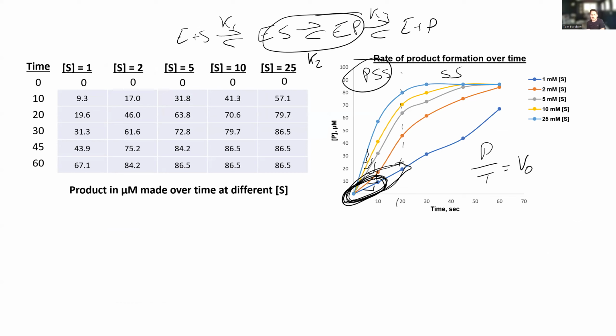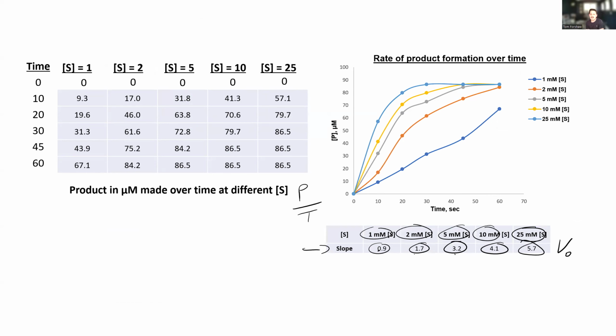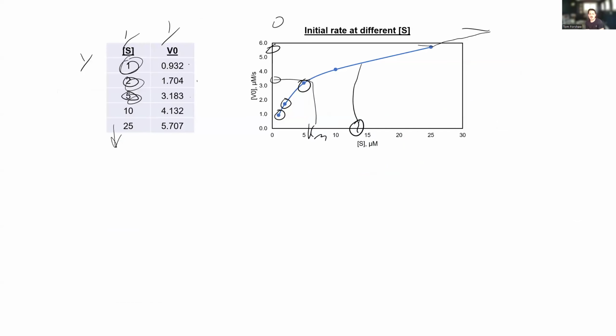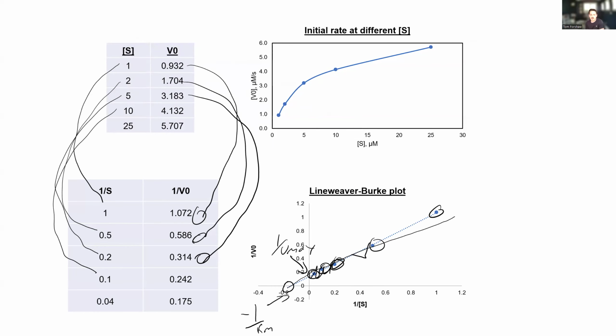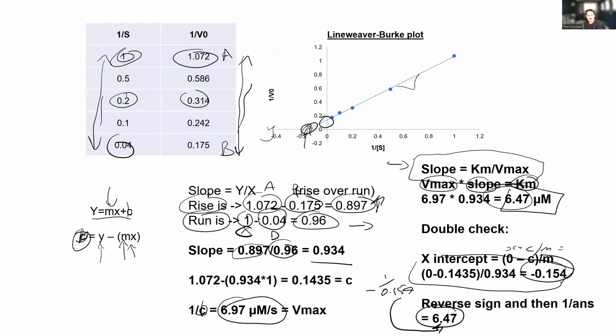You can look at the graph, work out where the pre-steady state is, and then get the slope of the pre-steady state. Then you can plot the slope of the pre-steady state at different concentrations of substrate. If the answer isn't obvious there, you can replot it as a Lineweaver-Burk plot, and then read the Lineweaver-Burk plot to get the Vmax and the Km. So it's that simple.